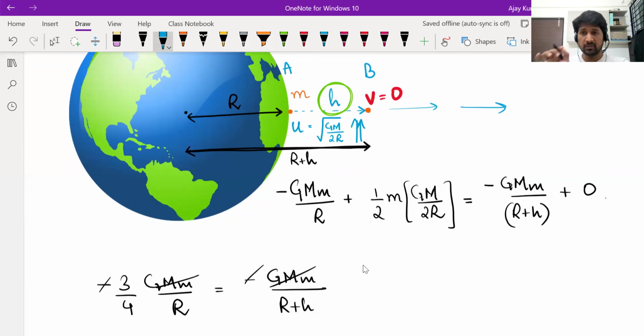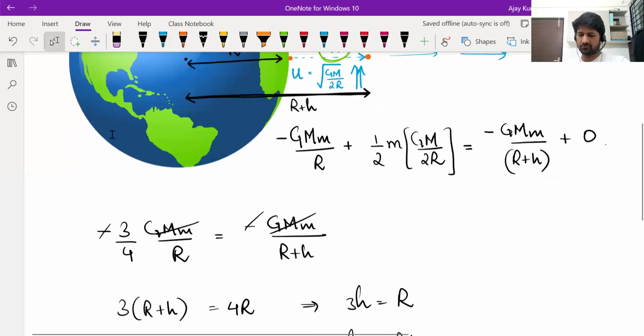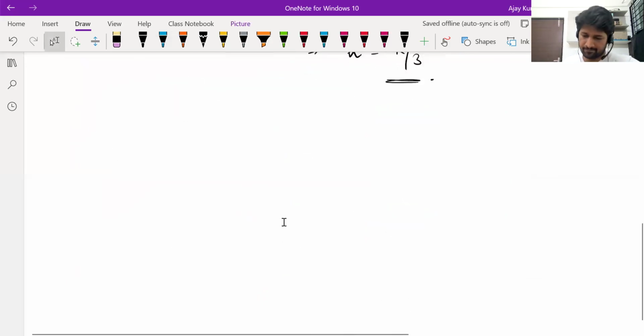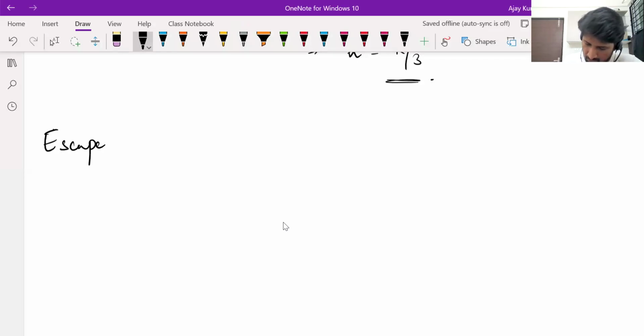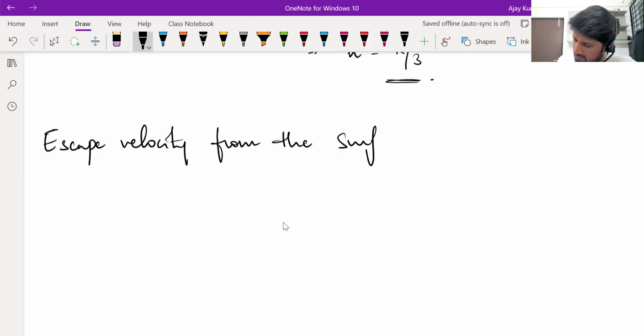That minimum speed with which an object must be projected such that it escapes to infinity is called the escape velocity from the surface of the planet, or escape speed. Include direction, it becomes velocity. Okay, let us derive an expression for that. Escape velocity from the surface of a planet.